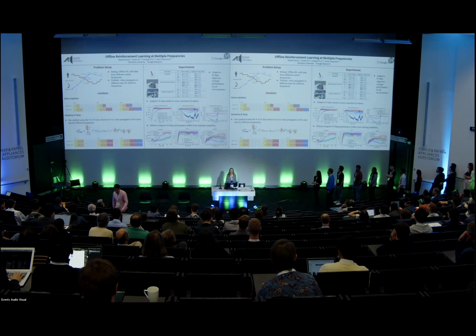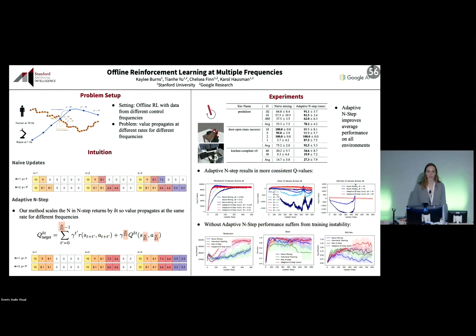We present offline reinforcement learning at multiple frequencies. To scale up robot learning, we would ideally mix data from different sources together. For example, we may have human demonstration data at a high frequency and robot policy data at a low frequency. This presents a challenge for reinforcement learning because value propagates differently at different frequencies. For example, under intuition, you can see that if we double the step size rate, the value propagates twice as fast.